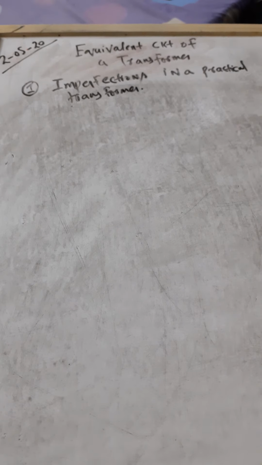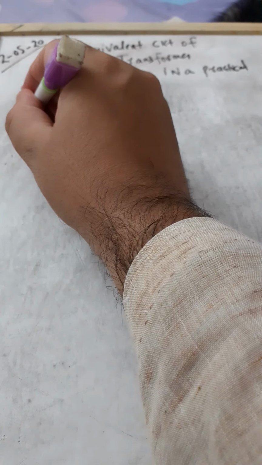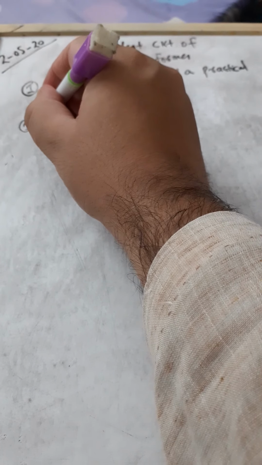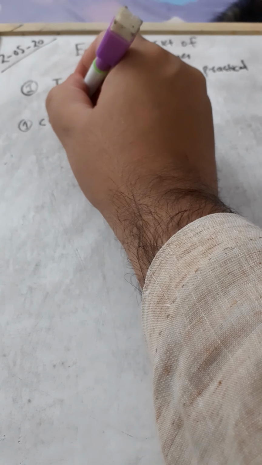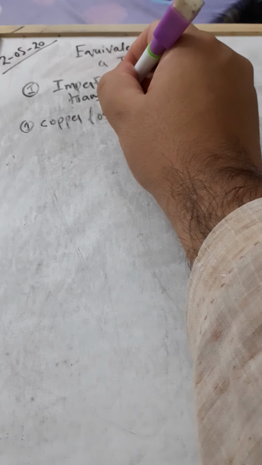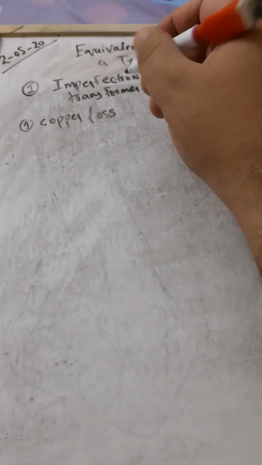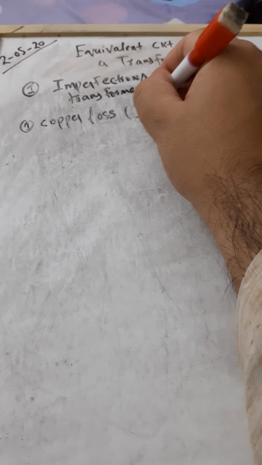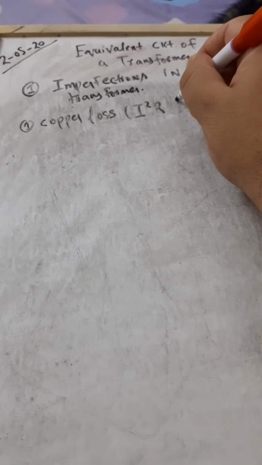Ideally, the transformer consists of a copper winding, as I told you in the previous class, which is not purely inductive in nature, so there is some component of resistance involved, and this resistance results in losses called copper losses. So the number one imperfection in a practical transformer would be your copper loss, that is, the resistive I square R loss.